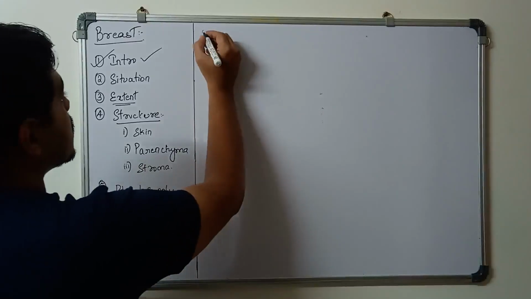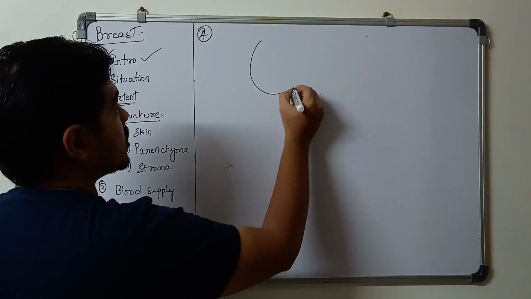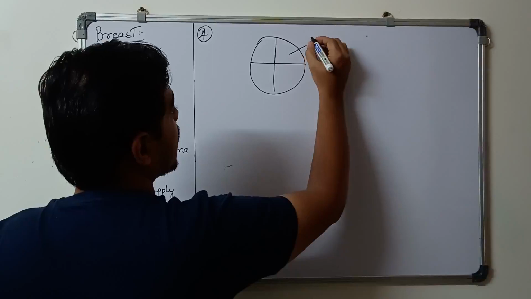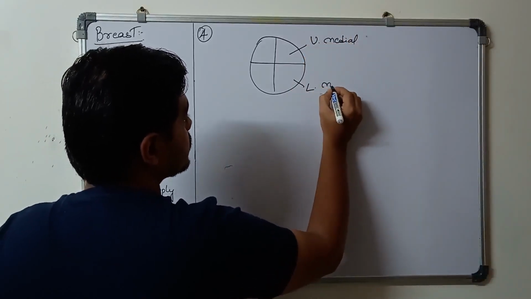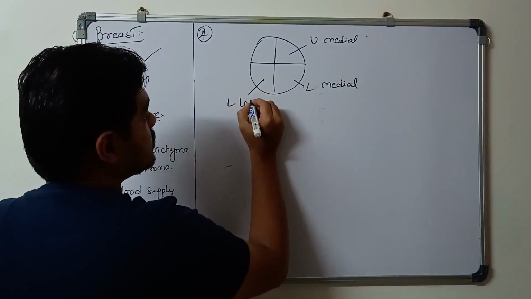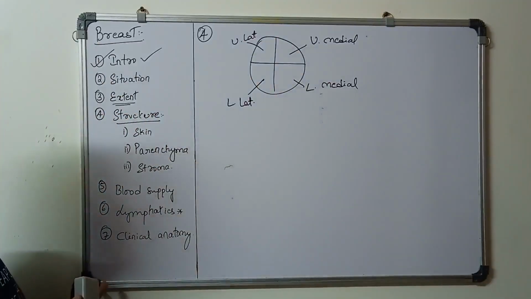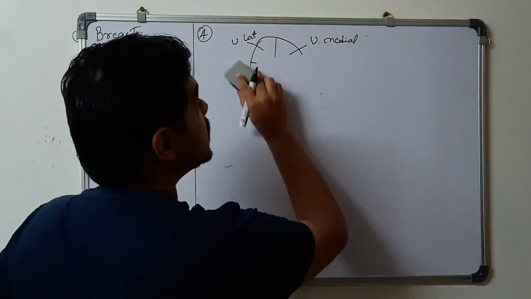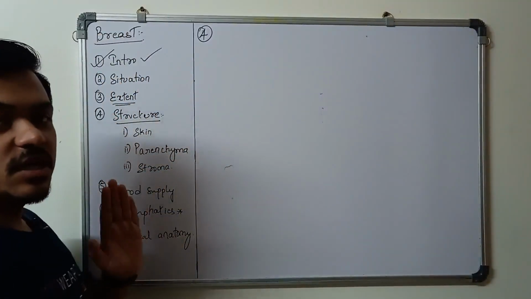Now, the breast can be divided into 4 quadrants. Okay, so these are named as upper medial, lower medial, lower lateral, and upper lateral. There is no anatomical division here. This is just for convention in surgeries and other pathological definitions. We use the lobes.